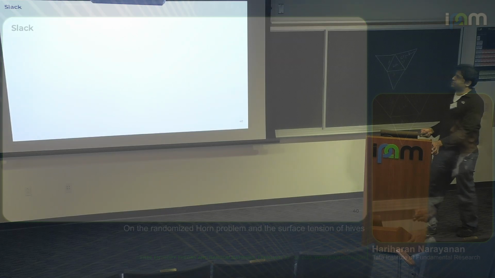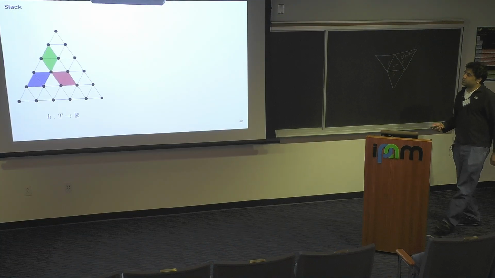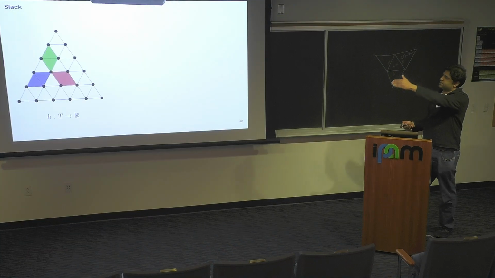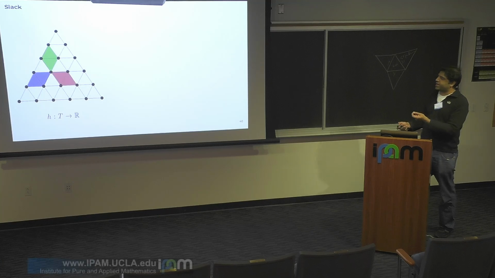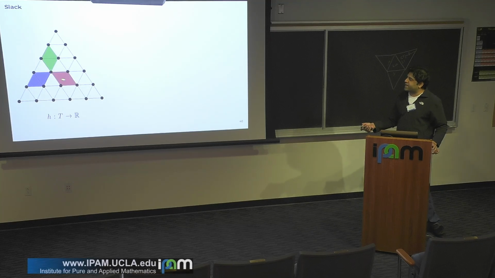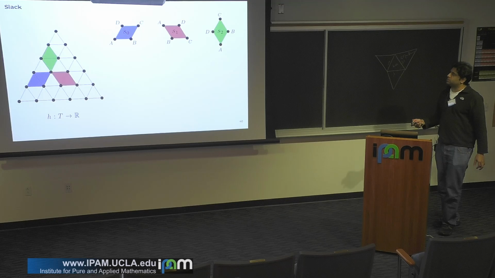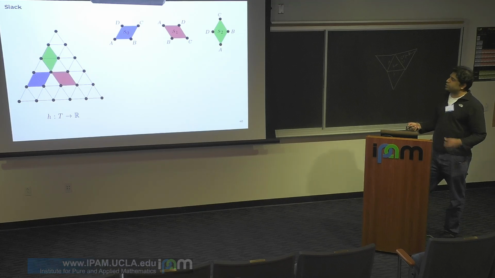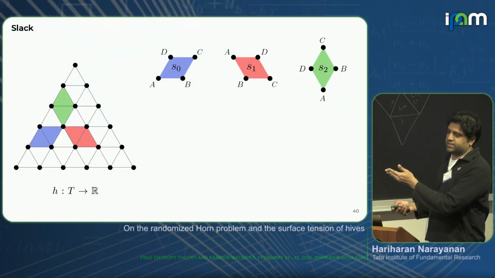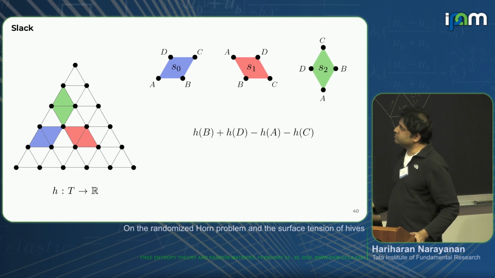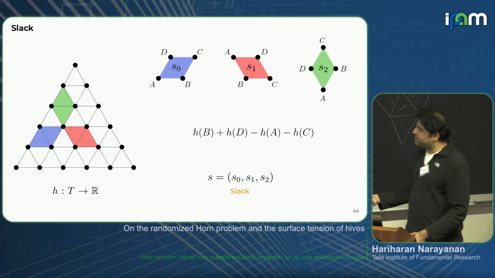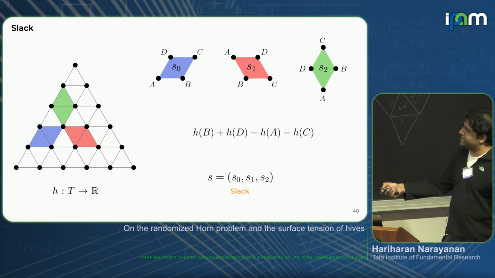So now I'll introduce this surface tension. Associated with a hive, which is this concave surface, we're going to have 3 parameters, namely the average slacks on the rhombi of the three types. We're going to call those S0, S1, and S2. You should think of these as some sort of mixed second derivatives of the surface. And the discrete version of the mixed second derivative is precisely the hive slack.